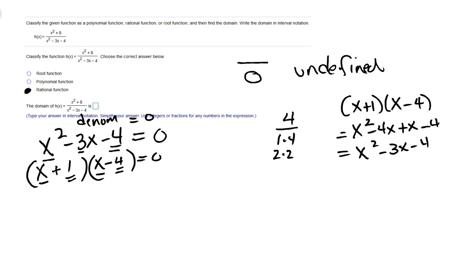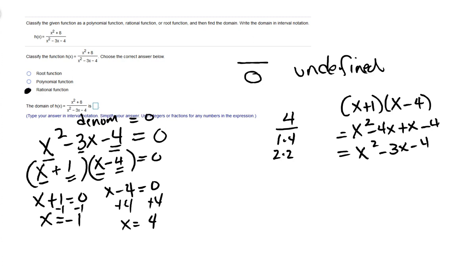Once you've got it factored, then you're going to set each factor equal to 0. That's using the zero product property. And if I subtract 1 on both sides, I'm going to get x equals -1. Add 4 on both sides, I get x equals 4. So these two values are going to cause the denominator to equal 0. So they have to be excluded from the domain.